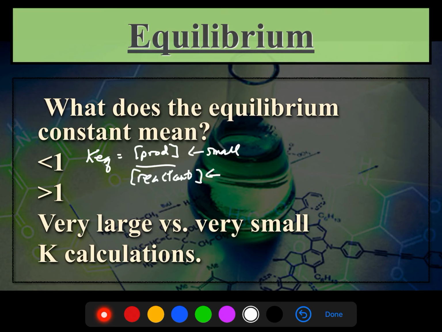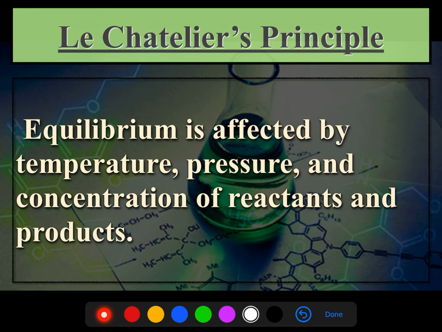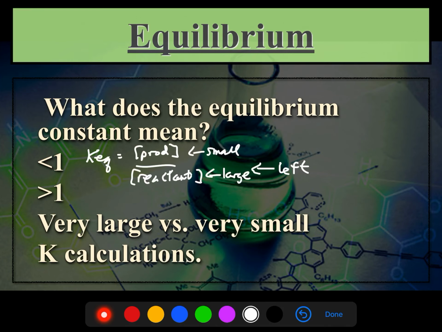So if the value is less than 1, that means that the position of the equilibria favors the reactants and that the position lies to the left. Now, when you have a reaction with an extremely small KEQ, that KEQ value could approach as small as 0.